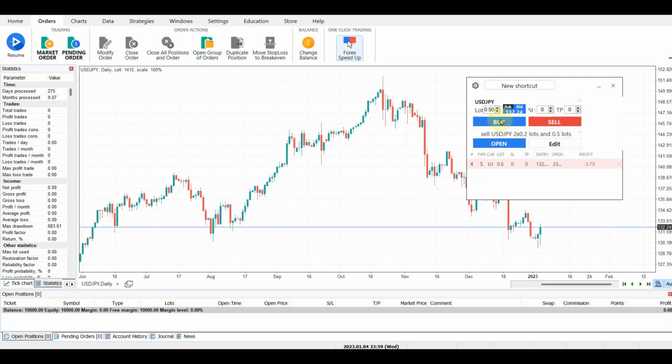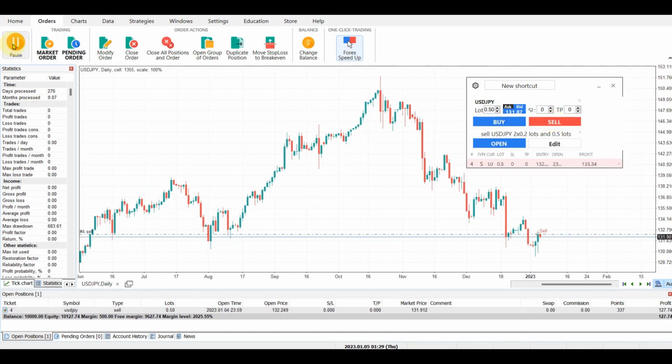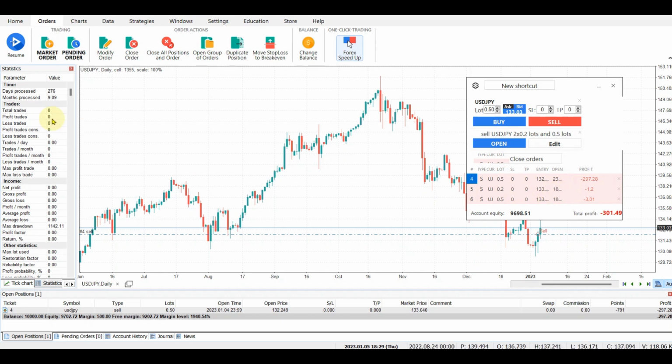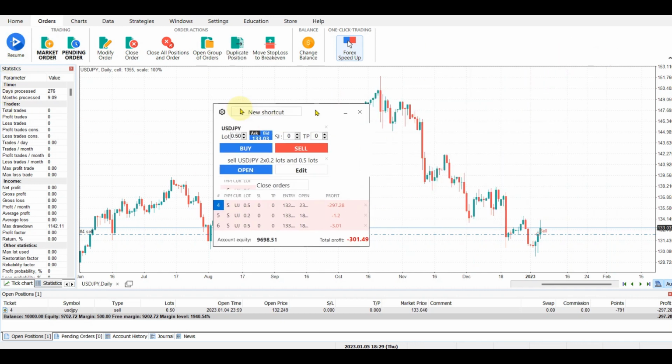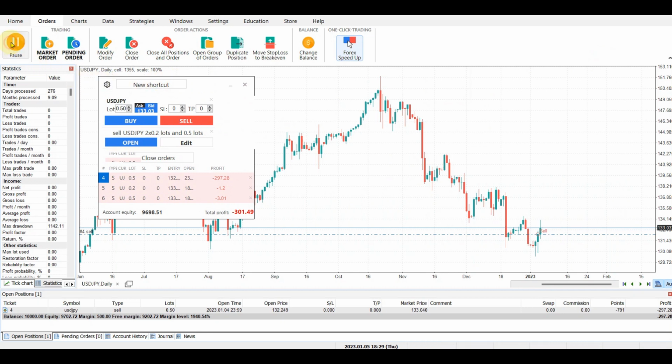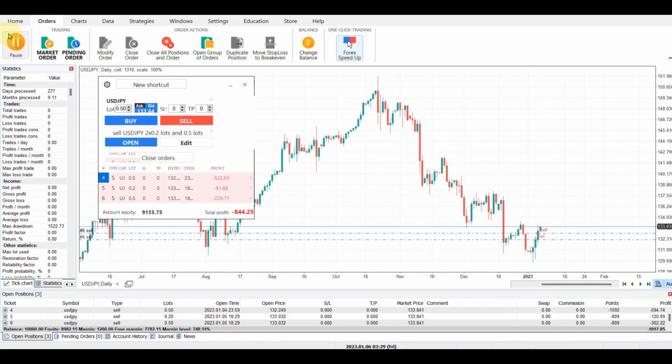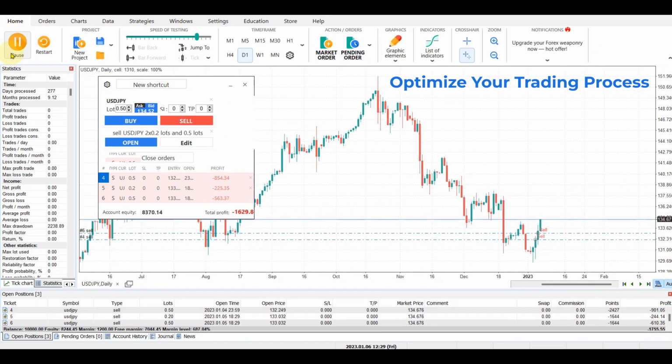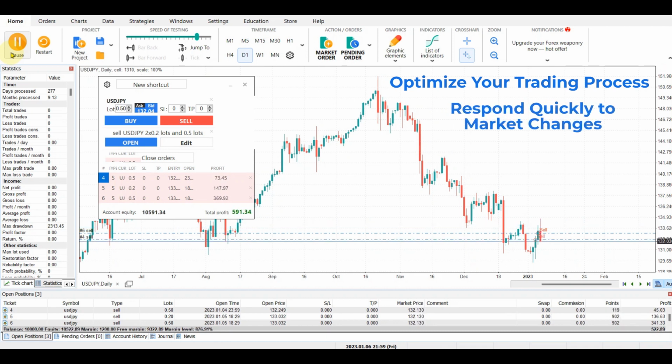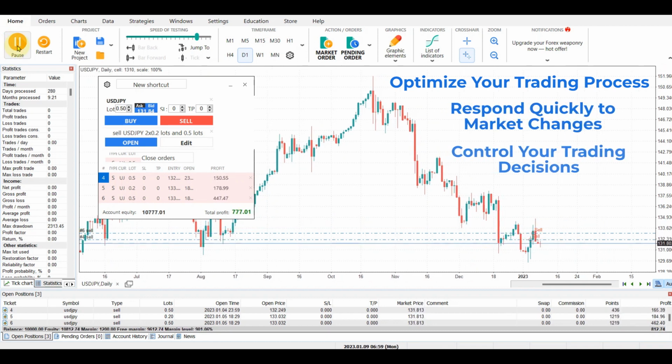Furthermore, the tool supports intuitive modification of stop-loss and take-profit levels, adding an extra layer of control and flexibility. The one-click trading tool is designed with a clean, user-friendly interface that seamlessly integrates with the Forex Tester platform. This feature is important for traders looking to optimize their trading process, respond quickly to market changes, and take control of their trading decisions for several assets at a time.